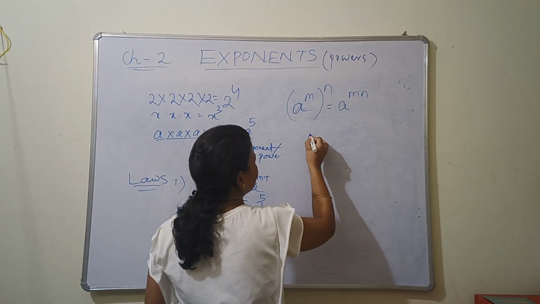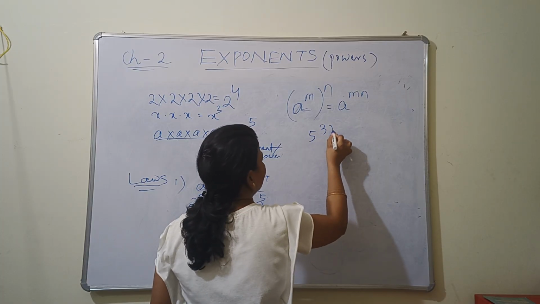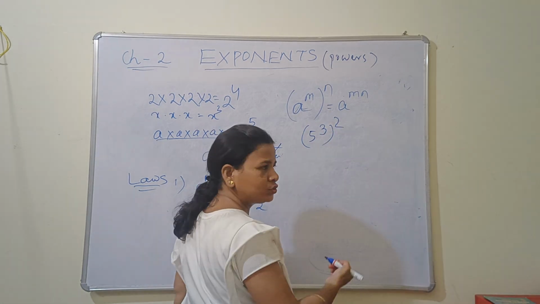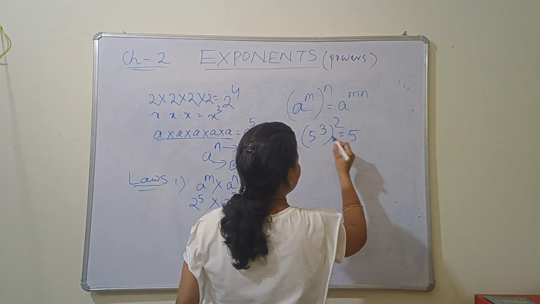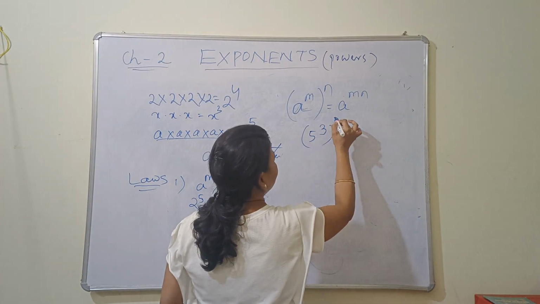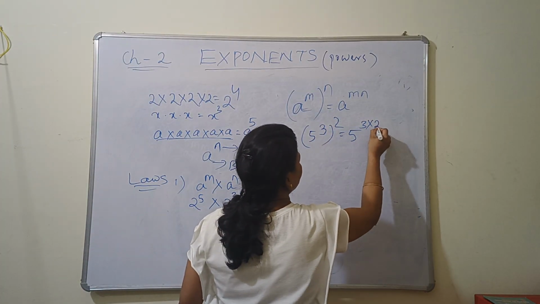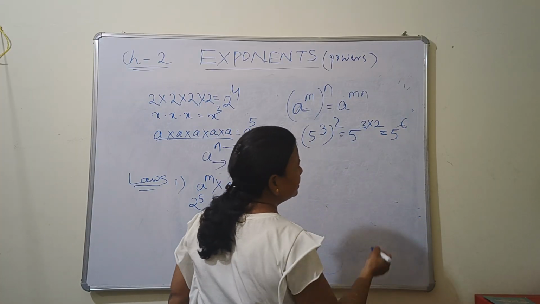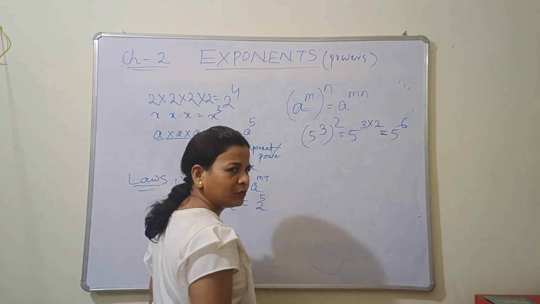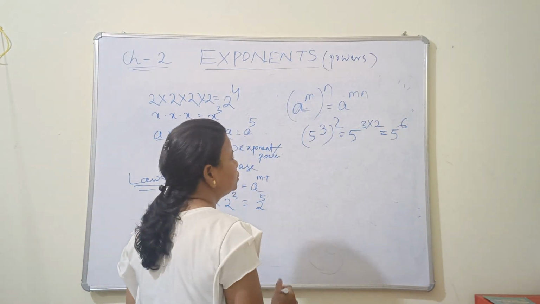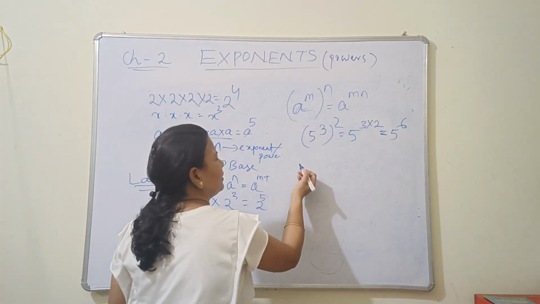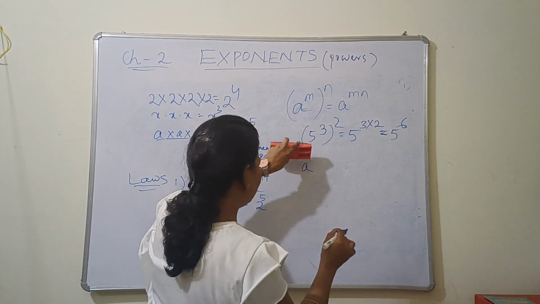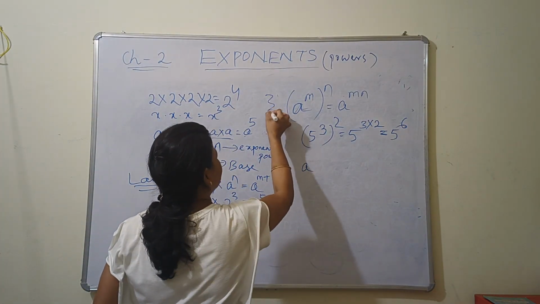Take an example. Suppose 5 to the power 3 whole to the power 2. So here one power is 3, another power is 2. We will keep this base 5, then to the power 3 into 2. 5 to the power 3 into 2 is equal to 5 to the power 6. That is the third law.